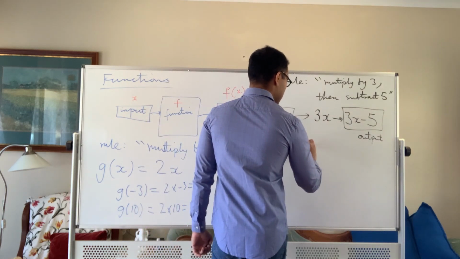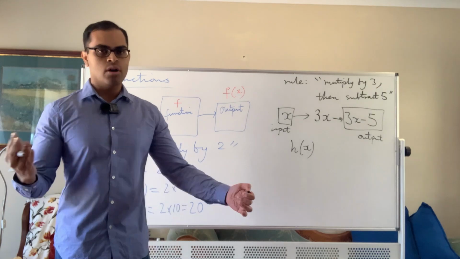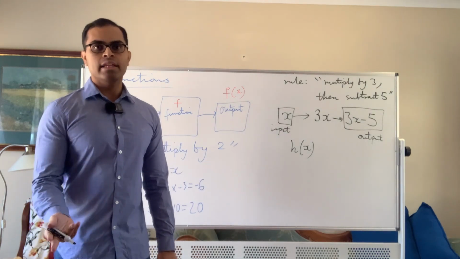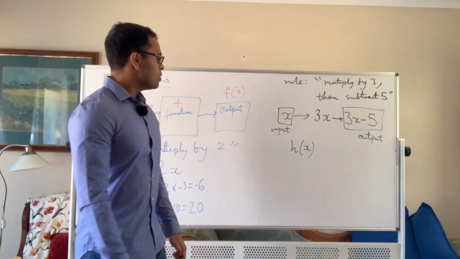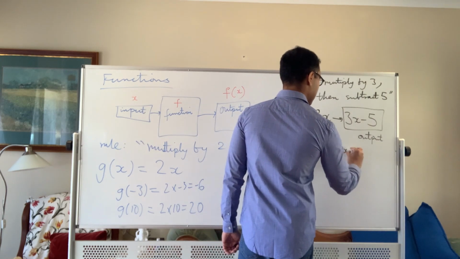So how are we going to write it out? Let's use h. H is another letter. F, G, and H are pretty common letters. You can use other letters too. They're a little bit less common. Let's just stick with h of x. So h of x is just going to be 3x minus 5.